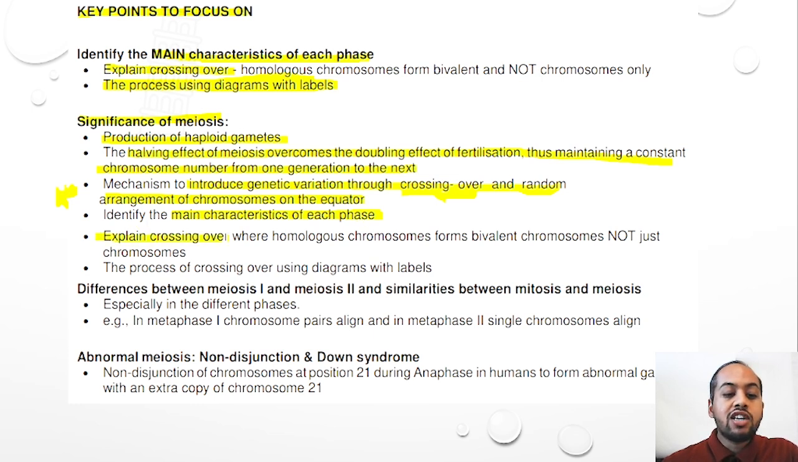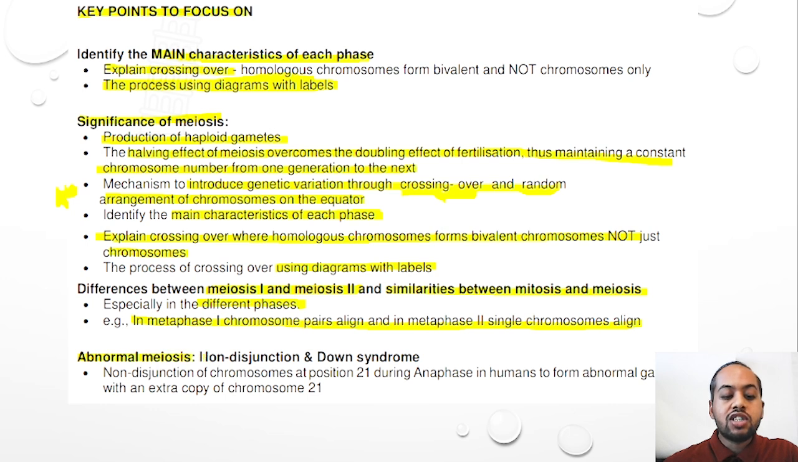Then you need to explain crossing over, where homologous chromosomes form bivalent chromosomes, not just chromosomes. The process of crossing over using diagrams with labels. The differences between meiosis 1 and meiosis 2. The similarities between mitosis and meiosis, especially in different phases. For example, in metaphase 1, chromosome pairs align, and in metaphase 2, single chromosomes align.